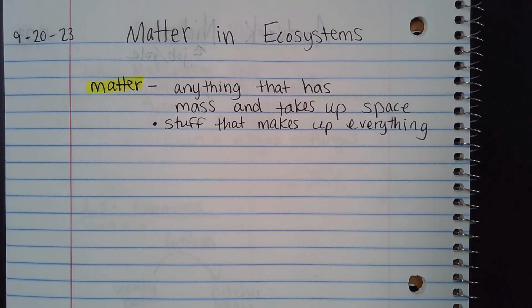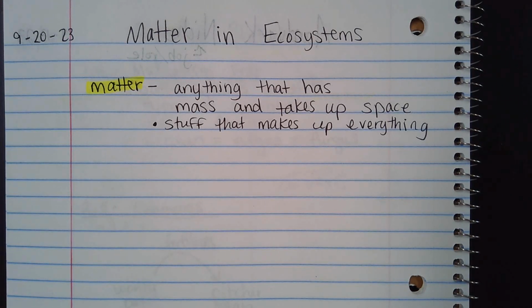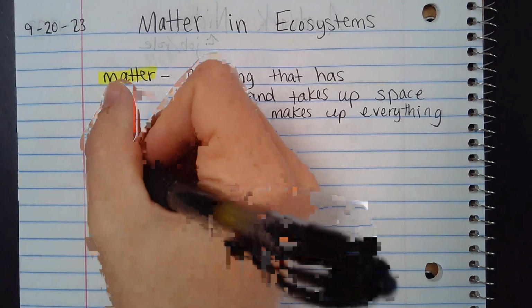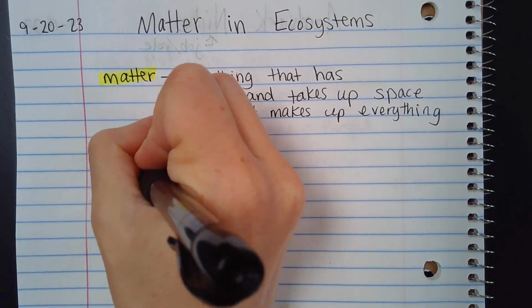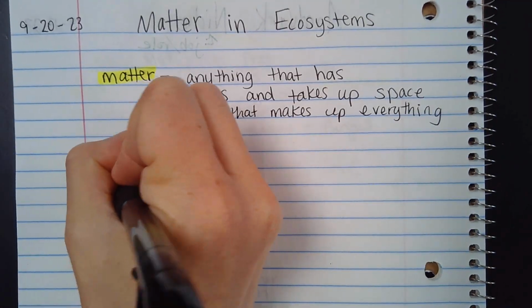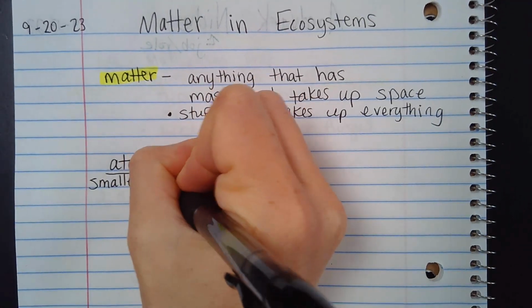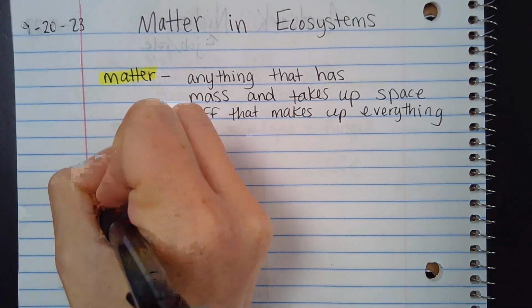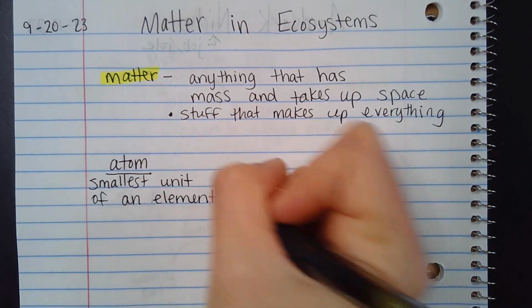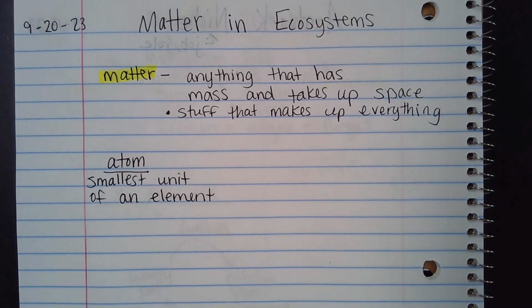But we can say that there are certain things that make up matter, and one unit that makes up matter is very small, is an atom. So an atom is the smallest unit of an element. It's the smallest unit of an element.